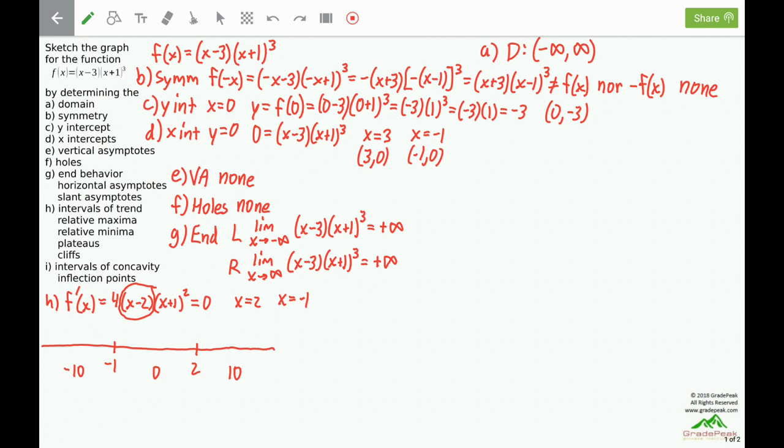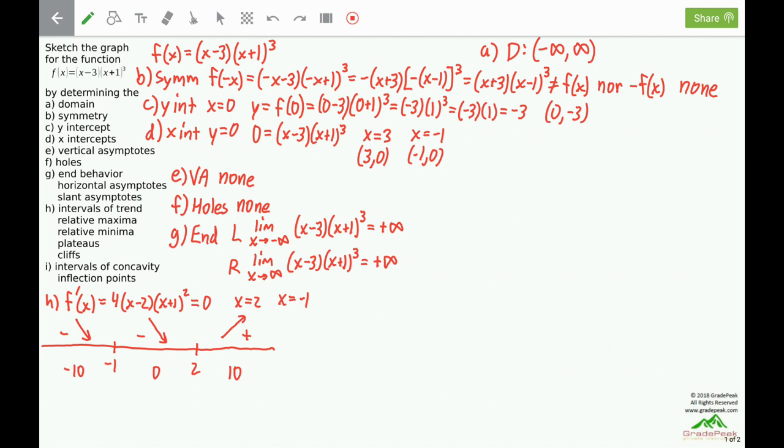Plug in the test value of negative 10. Negative 10 minus 2 is a negative. We have a negative first derivative. This corresponds to a decreasing trend. Plugging in the test value of 0. 0 minus 2 is negative. We have a negative first derivative. This corresponds to a decreasing trend. Plugging in the test value of 10. 10 minus 2 is positive. We have a positive first derivative. This corresponds to an increasing trend.